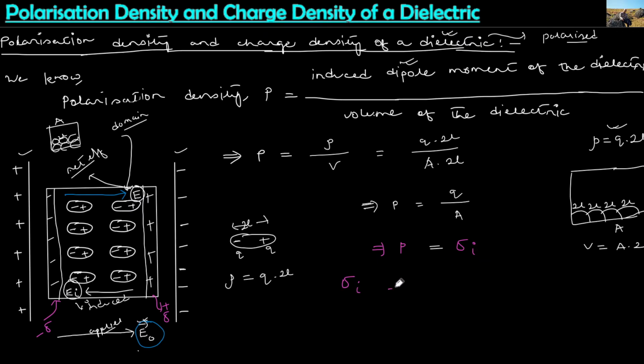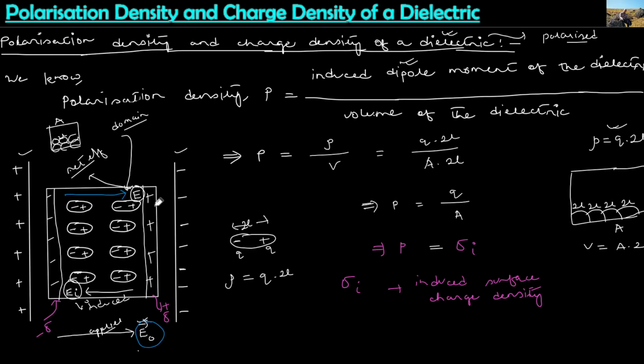What is sigma I? Sigma I is our induced surface charge density.